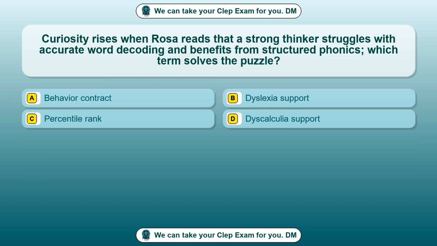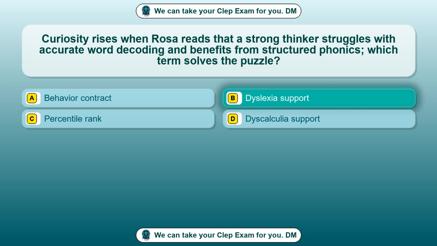Question 66. Curiosity rises when Rosa reads that a strong thinker struggles with accurate word decoding and benefits from structured phonics. Which term solves the puzzle? Option A, behavior contract. Option B, dyslexia support. Option C, percentile rank. Option D, dyscalculia support. The correct answer is option B.